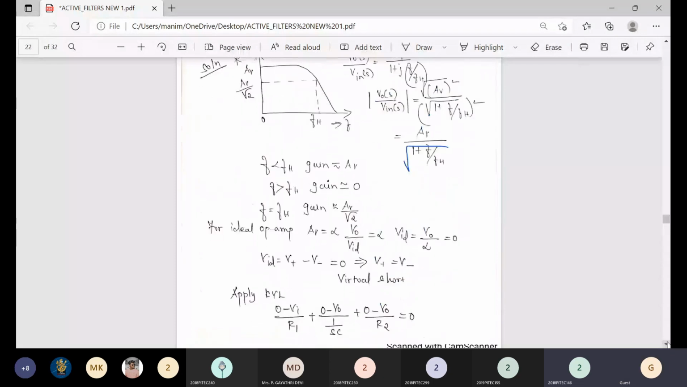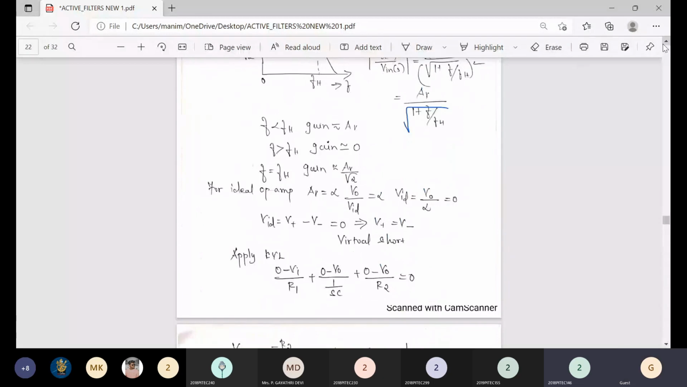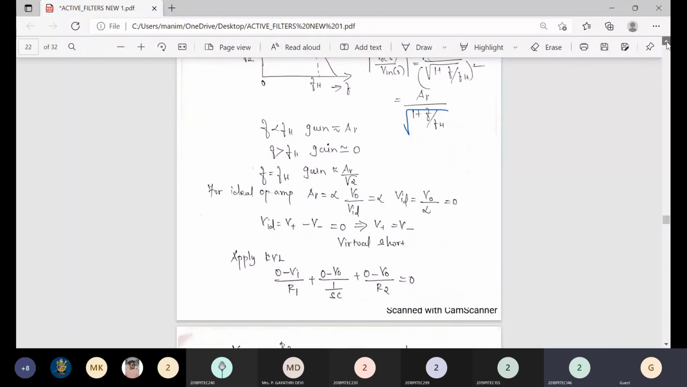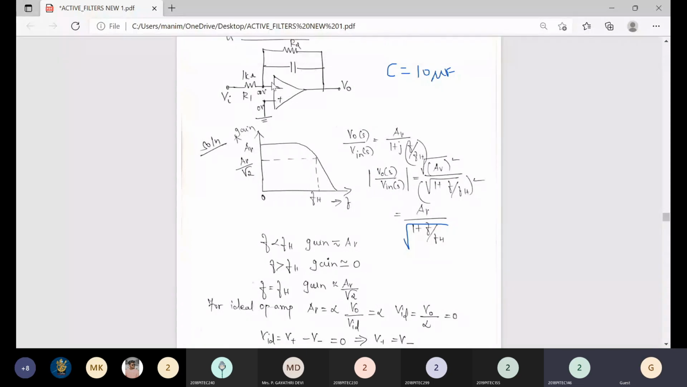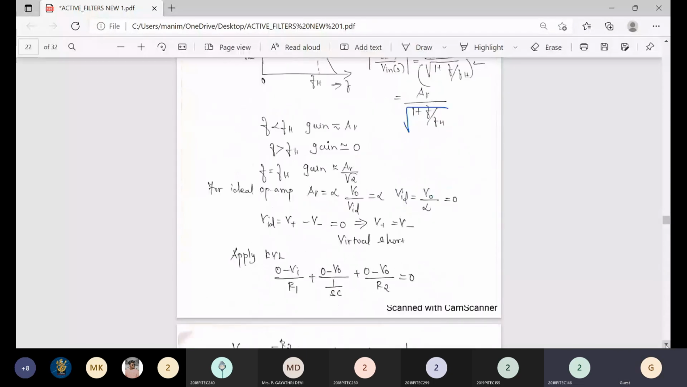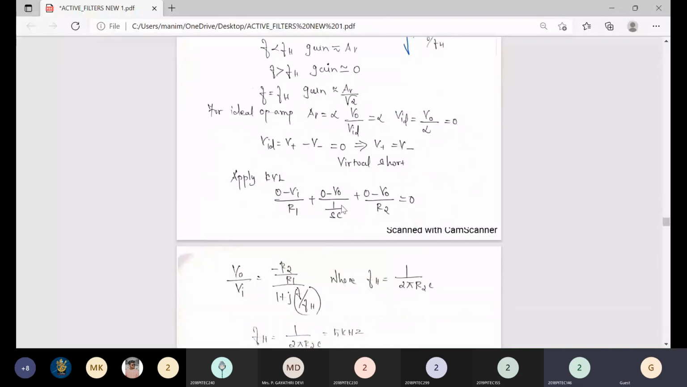So we apply Kirchhoff's law at this node. The current flowing into the inverting terminal is zero. So the sum of these currents is zero: consider the current through R1 as I1, and the others as I2 and I3. The sum of these three currents is equal to 0. From this equation we derive the voltage gain.